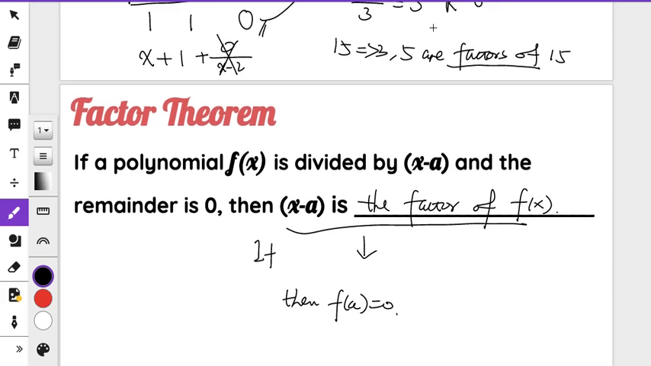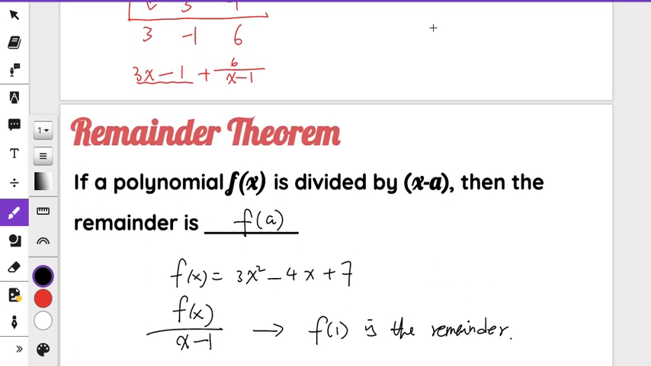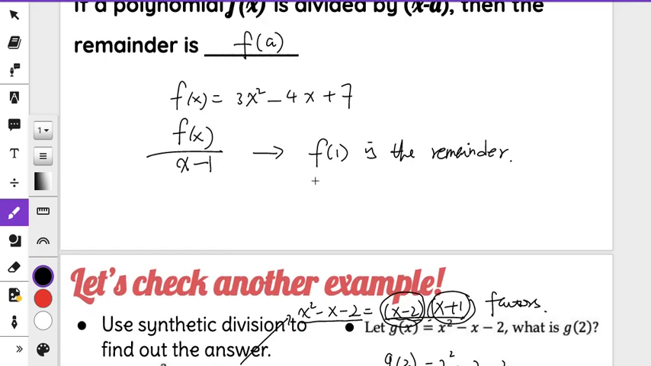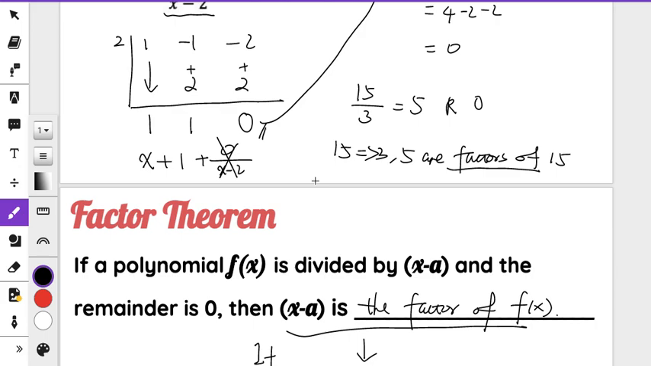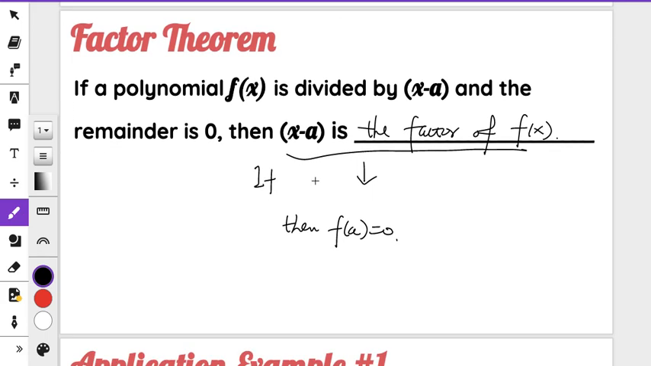Okay, so those are the two theorems we talked about today. One is the remainder theorem. This is how we use the value here to find the remainder. And the other one, we can use that remainder to tell us whether we have a factor or not. And then we can easily use this result to solve polynomial equations in the future. Okay, so that's how it works.